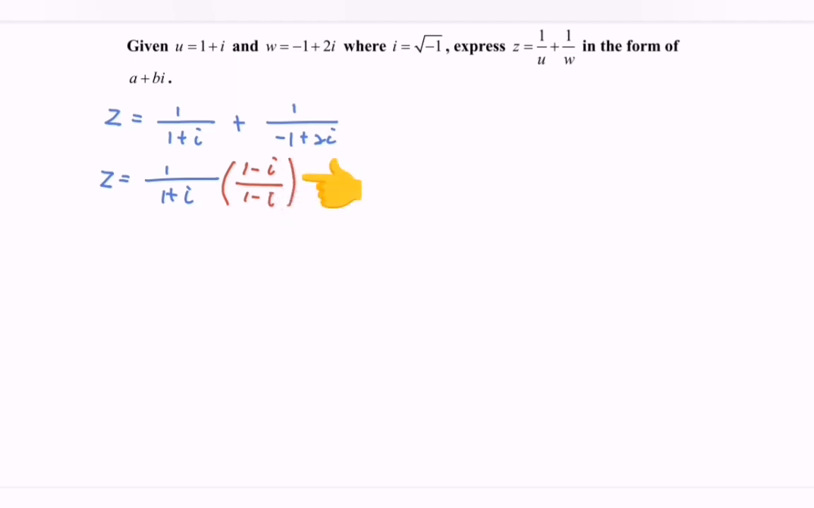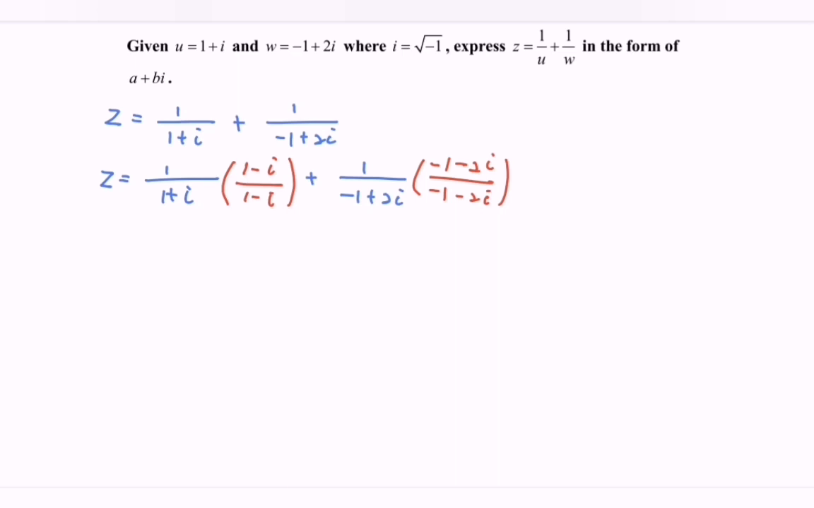What is the purpose of making use of the conjugate? The purpose is to rationalize the denominator. Continue with the second part, we have 1 over negative 1 plus 2i. Again, multiply by the conjugate, where we have negative 1, and focus on the imaginary part, we have negative 2i. So that will be the conjugate.